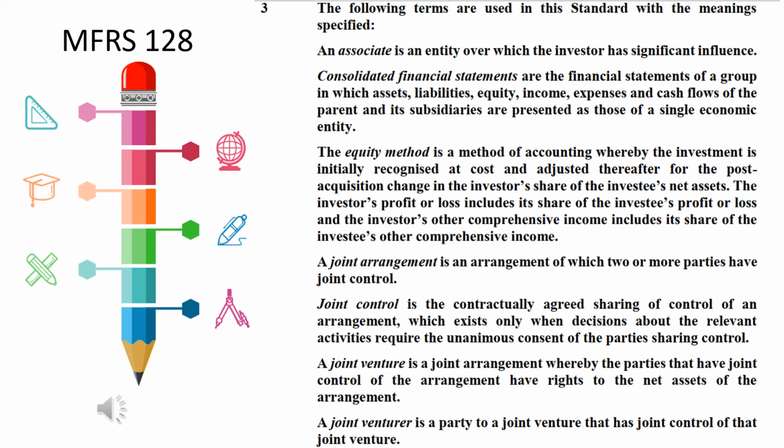A joint arrangement is an arrangement of which two or more parties have joint control. Joint control is the contractually agreed sharing of control of an arrangement, which exists only when decisions about the relevant activities require the unanimous consent of the parties sharing control. Joint arrangements can be divided into two: joint operation and joint venture. A joint venture is a joint arrangement whereby the parties that have joint control of the arrangement have rights to the net assets of the arrangement.